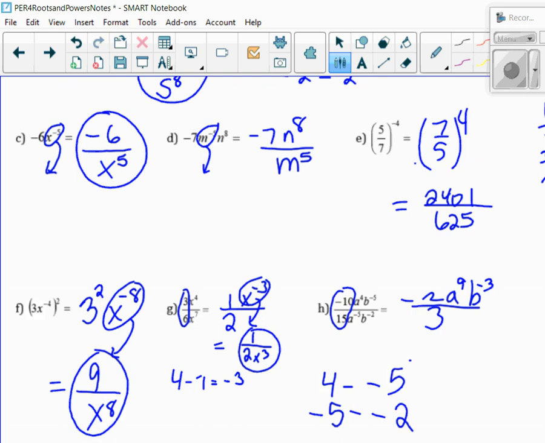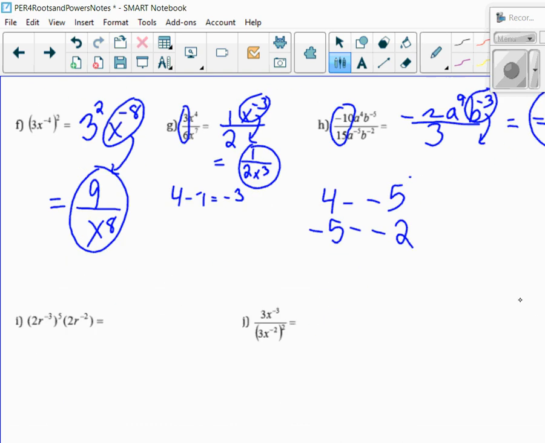Now you look at your answer, and because this is a negative exponent, we slip that down. Final answer, negative 2 over 3. A to the power 9 stays there. B to the power 3 goes to the bottom. So there's your final answer.